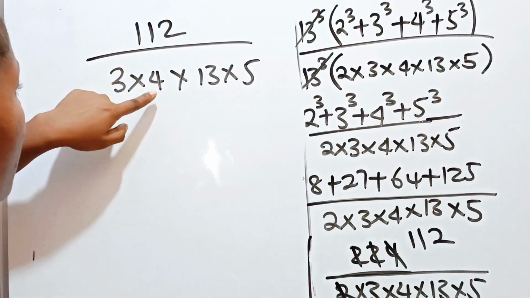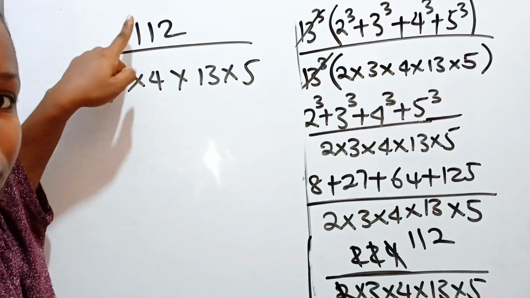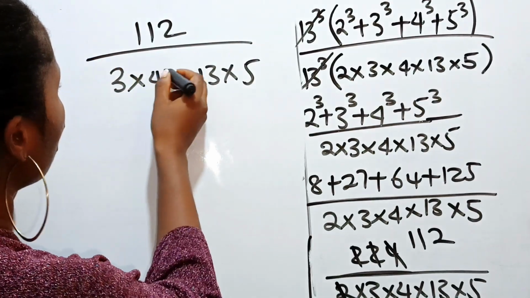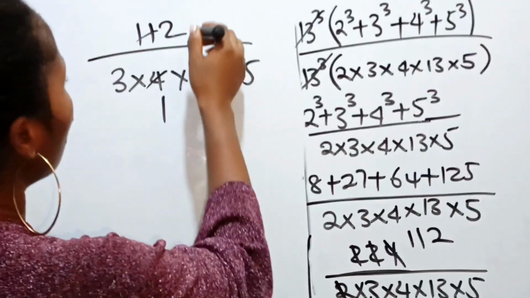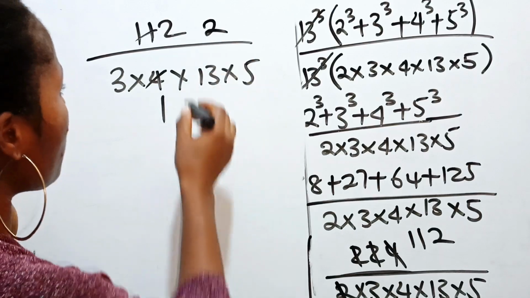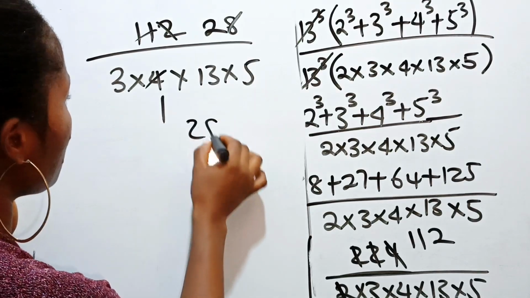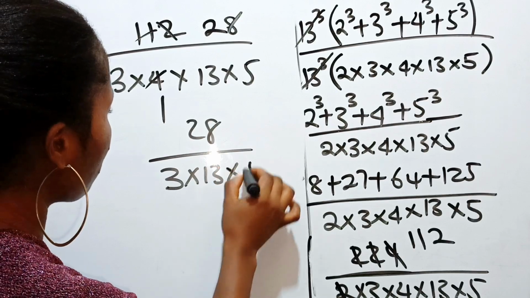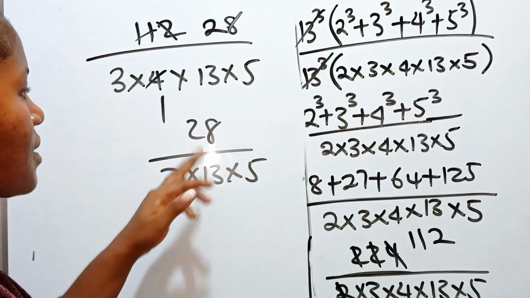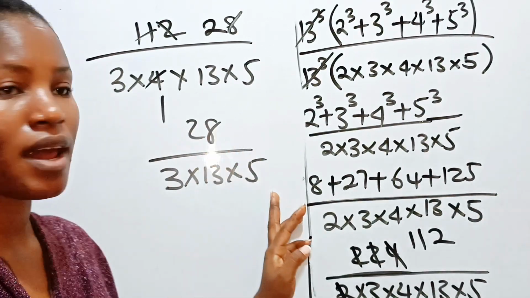All right, now let's check 4. That means 4 can divide this. So 4 divides 112 by 28, and divides 4 by 1. So what we now have is 28 divided by 3 times 13 times 5. And from here, I can see that this cannot be divided by 3, it can't be divided by 13, it can't be divided by 5.